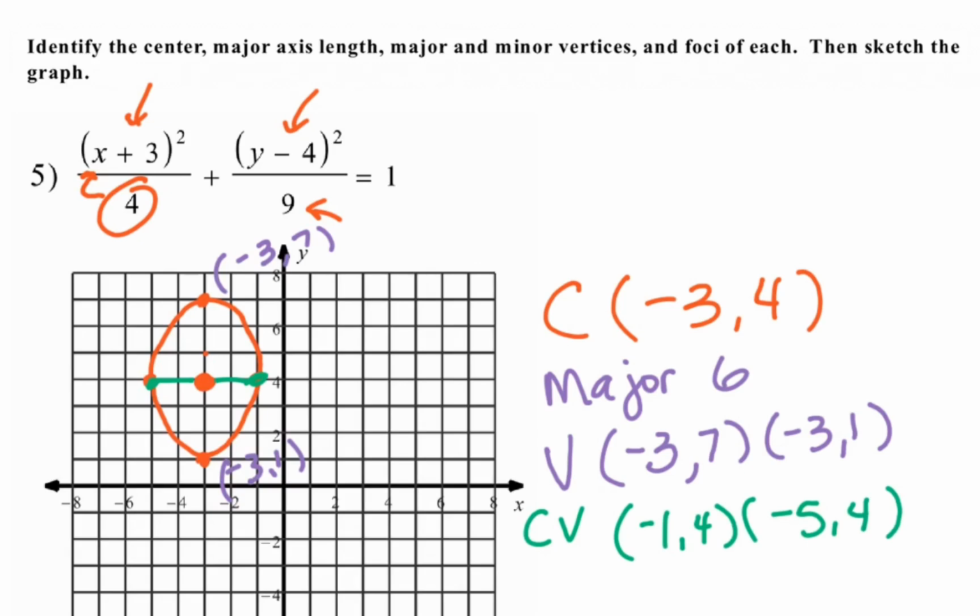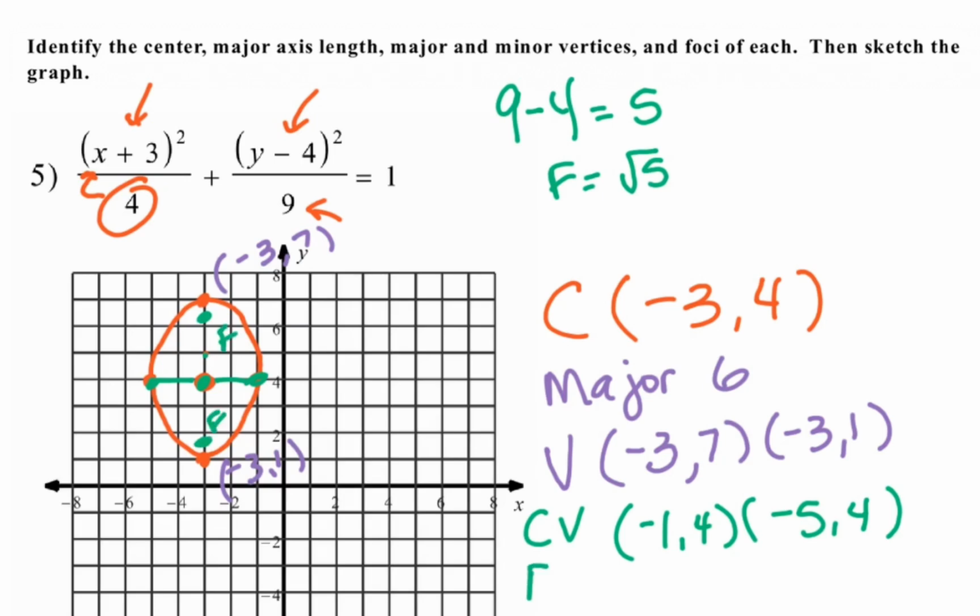Now for the foci, I'm still going to do the 9 minus 4, so the a squared minus b squared, and that's 5. And so my foci will be √5 away from the center. If I look at my center, I'm going to go √5, which is a little bit more than 2. And so it's going to be like right there and right there. So that's where my foci are going to be.